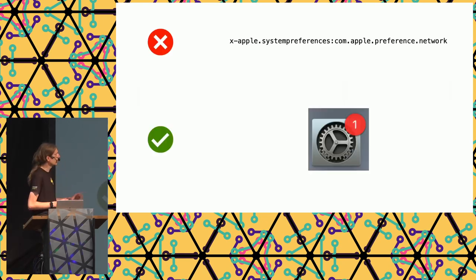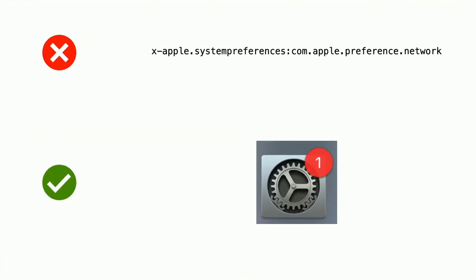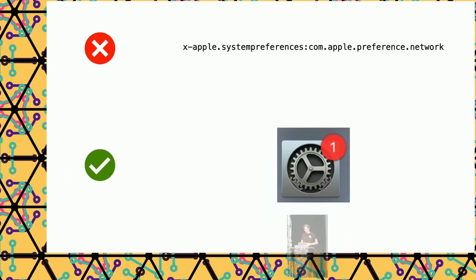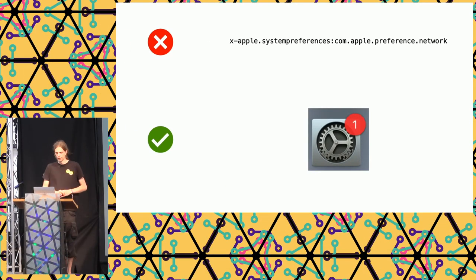There's a URL handler you can use to open certain System Preferences panes, but it didn't work for those third-party preference panes. But there was something else I could use. You can add an alert to System Preferences. And whenever a new alert is added, the next time you open the application, it will automatically open the preference pane that added that alert. So I could do that from a third-party preference pane.